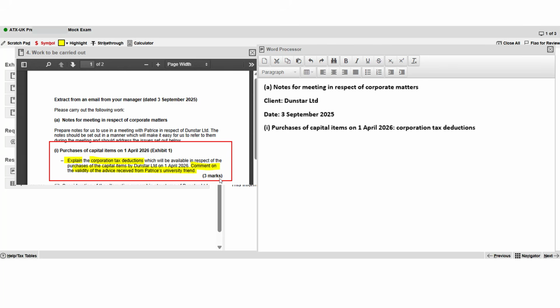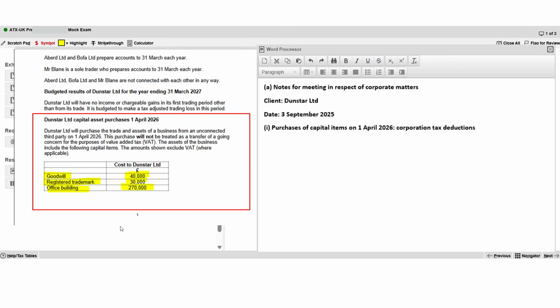And for 3 marks, it's usually going to be 1 mark per good relevant point. So we want to try to have 3 good relevant points in the answer. And then if we look for the information in Exhibit 1, so this is towards the end of Exhibit 1. Exhibit 1 was quite a long exhibit, and we've got the capital asset purchases, and there are 3 different assets. So 3 marks, 3 different assets, and I would be then setting up a heading for each of these.